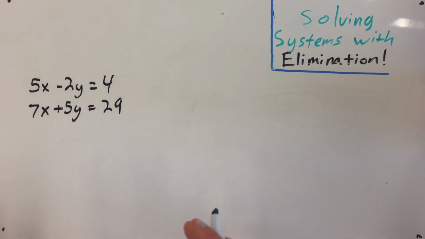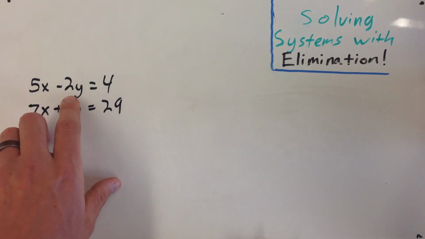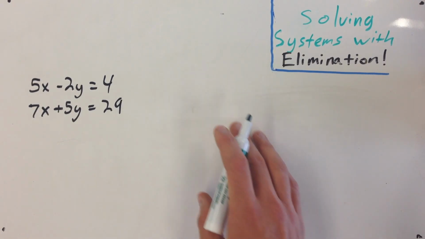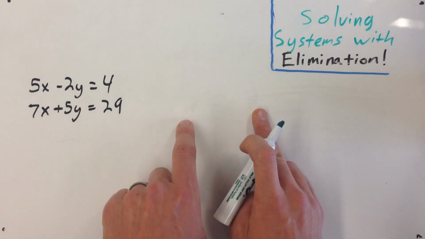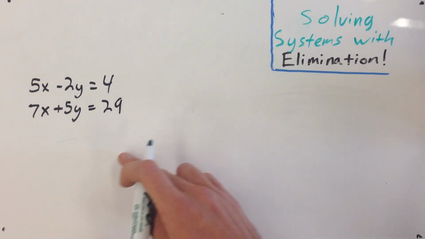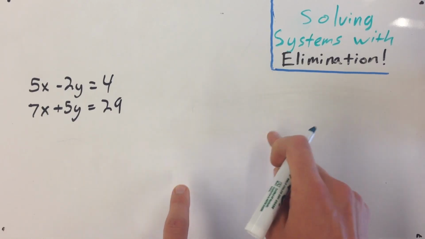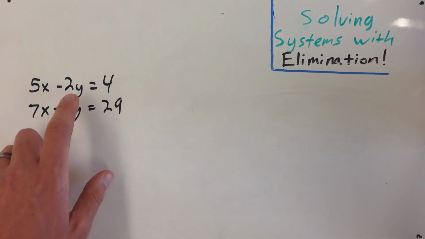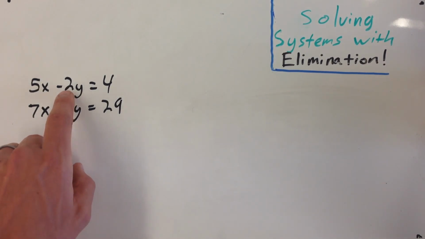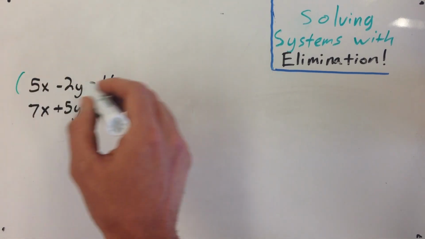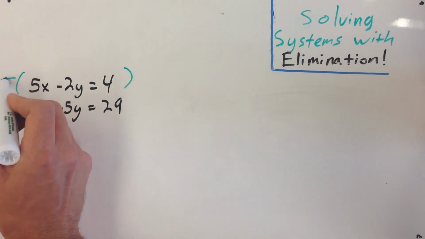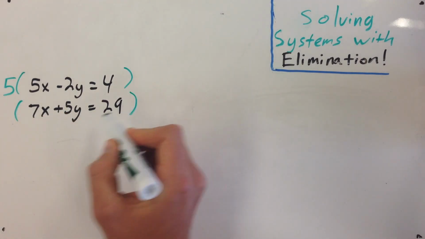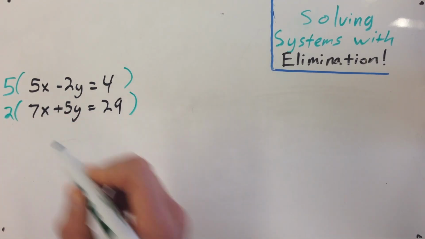And take a look how I'm going to do this. I'm going to notice this 2y and 5. The next time that 2 and 5 meet up, it goes 2, 4, 6, 8, 10, right? 5 goes 5, 10, right? 10 is their least common multiple. So I know that I can make both of these 10y's. To make the top one a 10y, I need to multiply by 5. To make the bottom one a positive 10y this time, I need to multiply by 2.